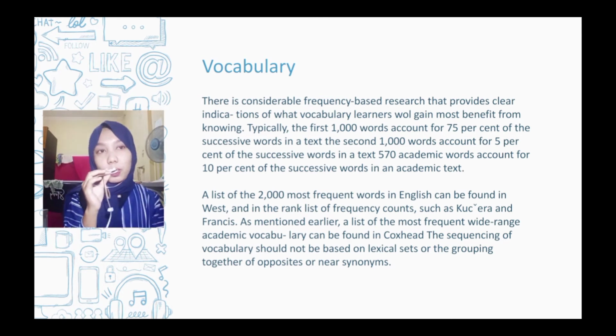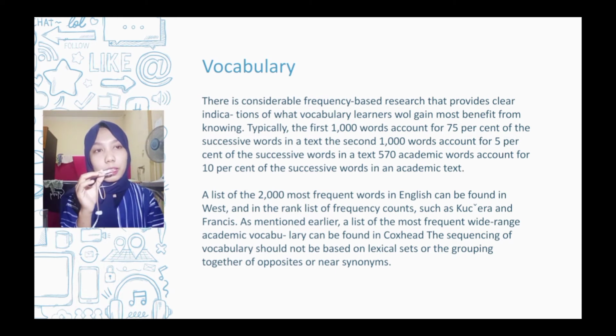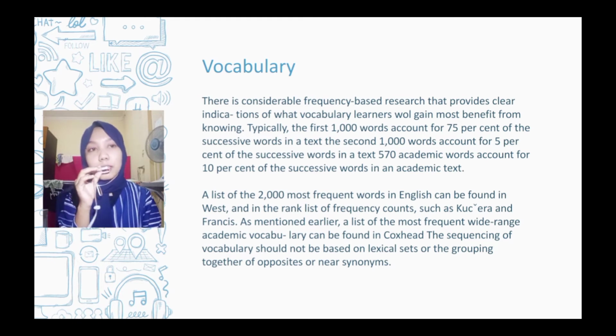Typically, the first 1000 words account for 75% of the successive words in a text. The second 1000 words account for 5% of the successive words in a text. 570 academic words account for 10% of the successive words in academic text.